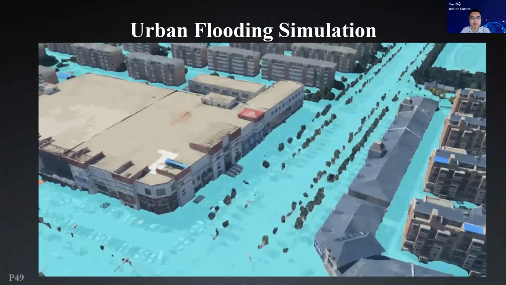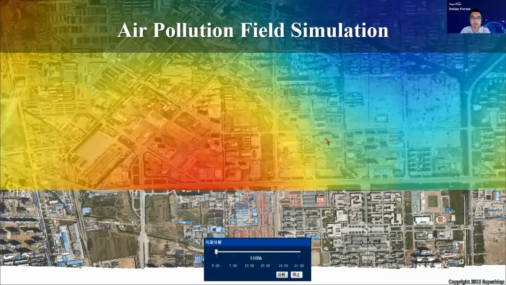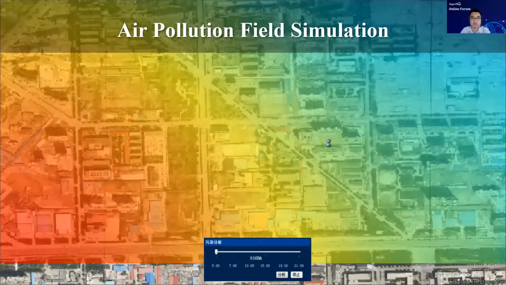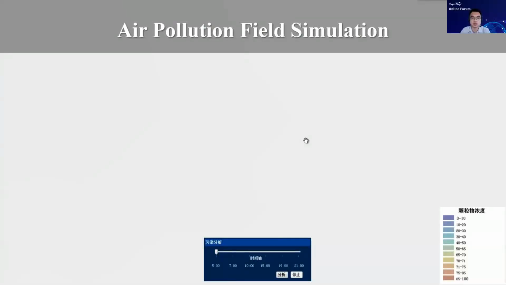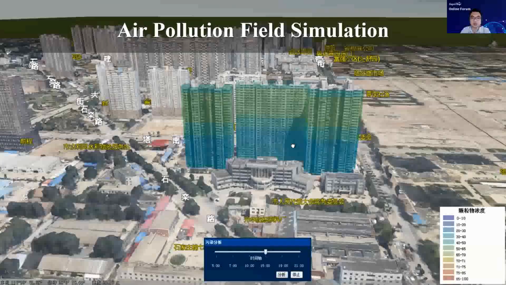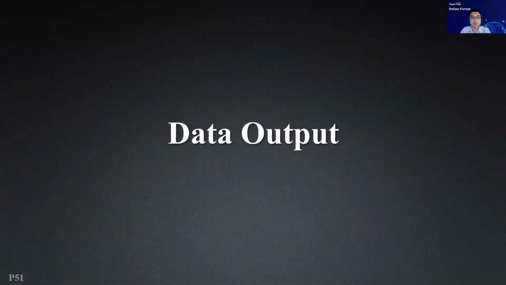And also for some cities or some countries, there's a problem with air pollution. So we can also provide the ability to help you do some analysis. You can see even for one single building, we can check the different air pollution rates at different heights. And also, not just some simulation or digital data, we can also do some output.